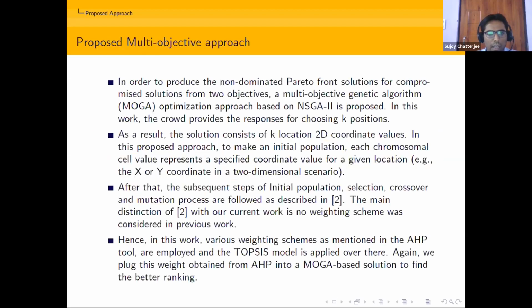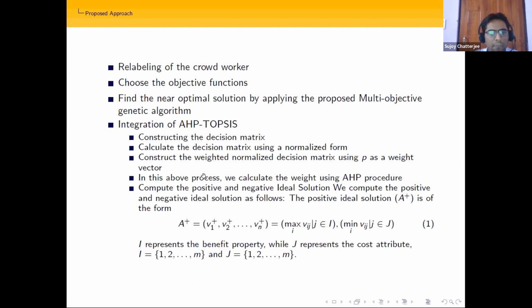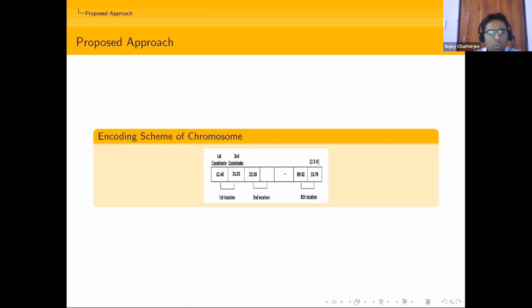You see here, before applying this AHP TOPSIS, we have to apply this multi-objective genetic algorithm to find the optimal solution, and then we derive the weights, and these weights will be based on this AHP TOPSIS model. So finally, we will find the solution and get the deviation and coverage, and based on that, we will get the final ranking.